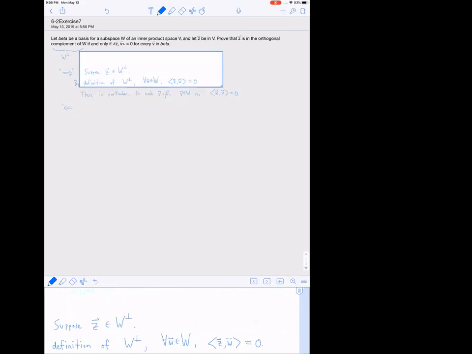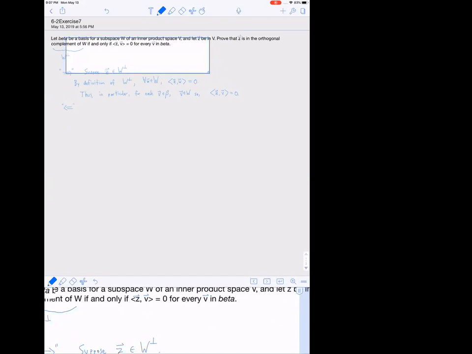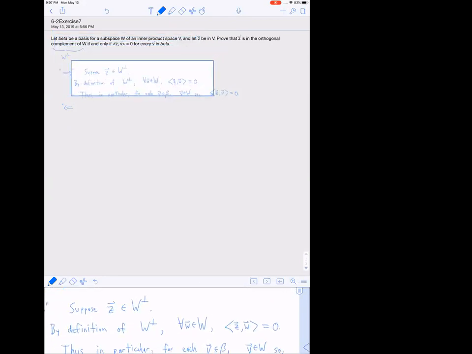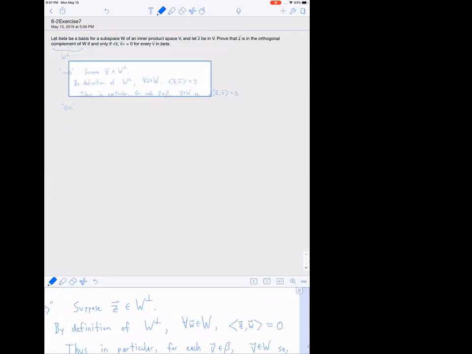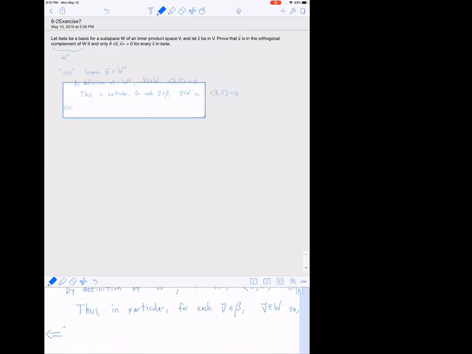Right now, what we want to do is suppose that the inner product of Z with V is equal to 0 for every vector in the basis. And now we want to show that the inner product is also 0 for any vector in W, right? That you're actually in W perp. So you have to be perpendicular to all of the vectors W from capital W, right?